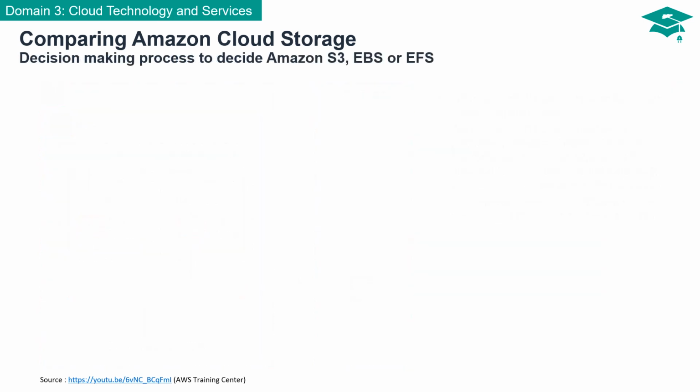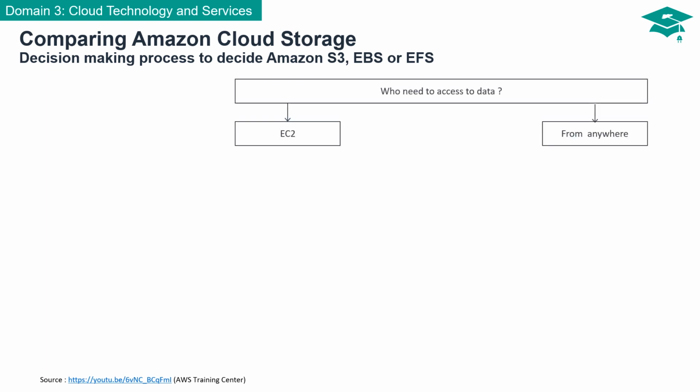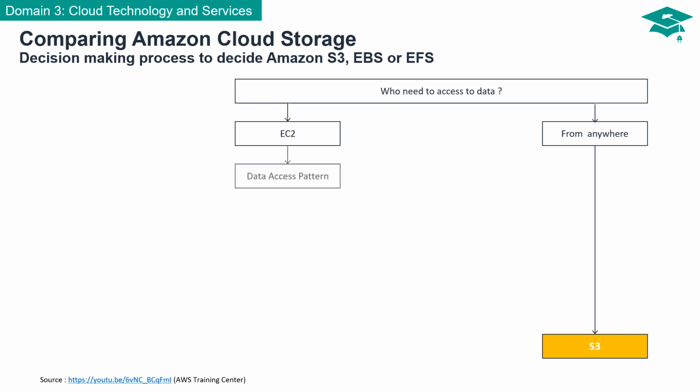This slide helps you to make decision to select the right AWS storage service. Start by assessing who needs access to the data. Is it just EC2 instances or from anywhere in the world? If it's from anywhere, then the most suitable option is Amazon S3. If the data is primarily accessed by EC2 instances, you'll want to understand the access pattern. Is it predominantly block storage or file storage?